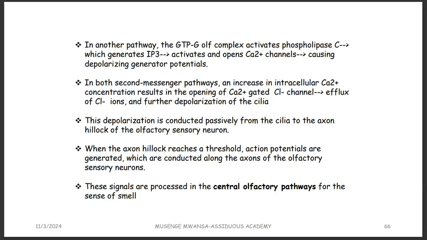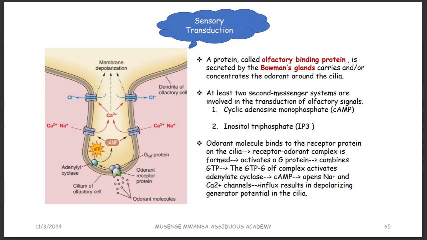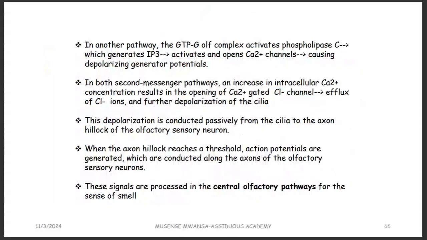Another mechanism is that when the odorant binds to the G protein and causes the binding of GTP to the G protein, instead of activating adenylate cyclase, you can as well activate phospholipase C, and that phospholipase C can form IP3. IP3 can still activate the calcium channels, and that will still cause the depolarizing generator potential.